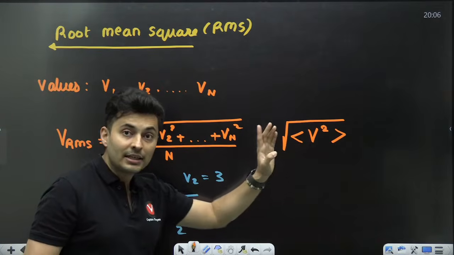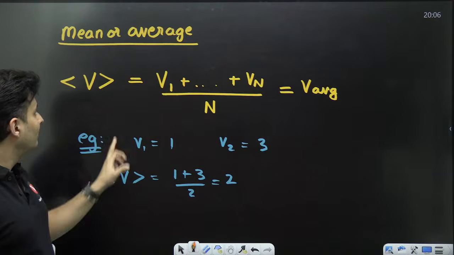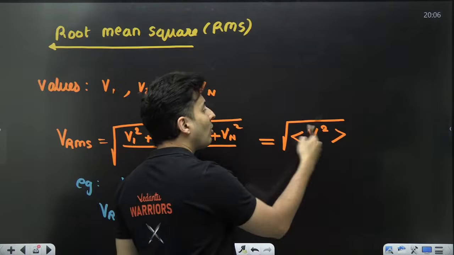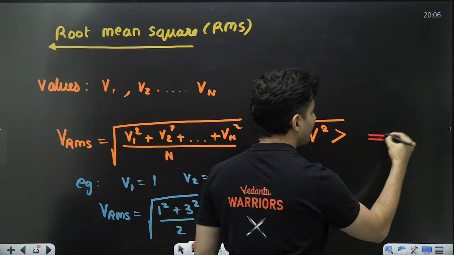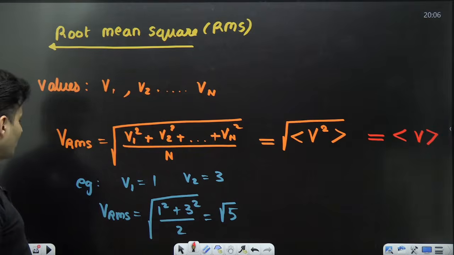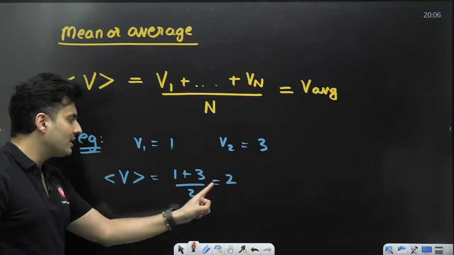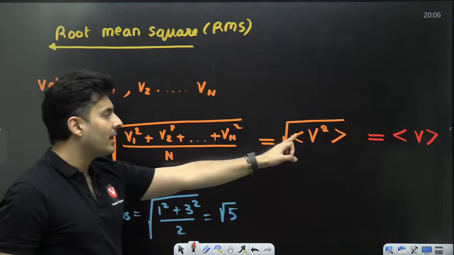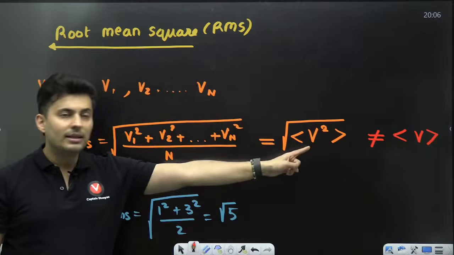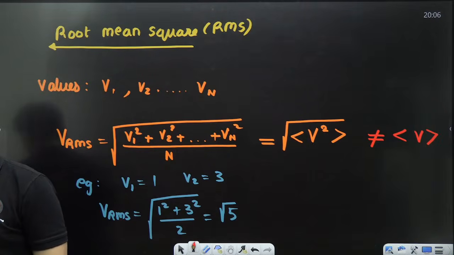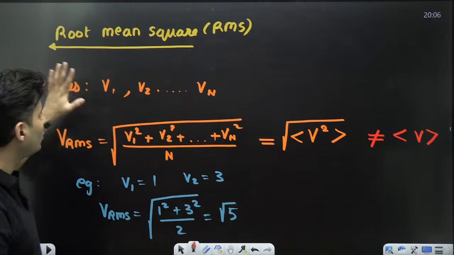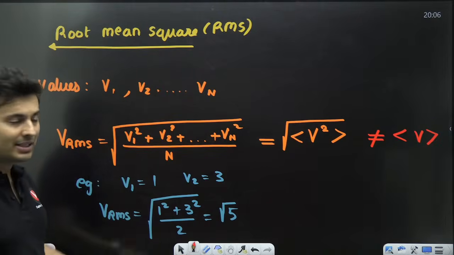So this is very different from this. Do not even think of saying, sir, square and root will cancel. Won't this be equal to just V? 100% no. You can see that average is something else, and when you take RMS, it is something else. So they are definitely not going to be equal. Is that clear? Everyone understood what is the meaning of root mean square? What is the meaning of root mean square value?